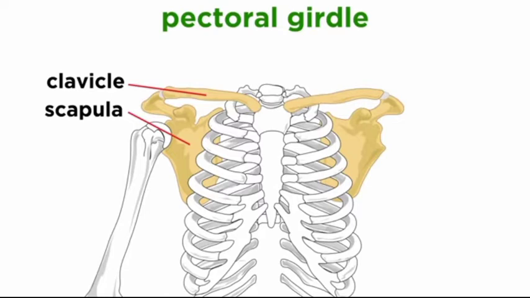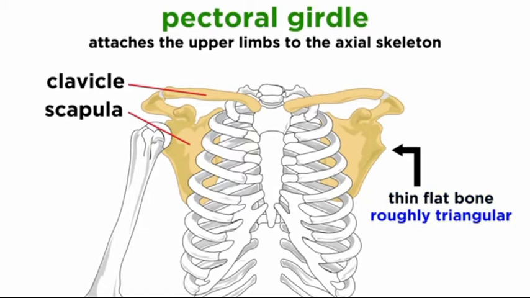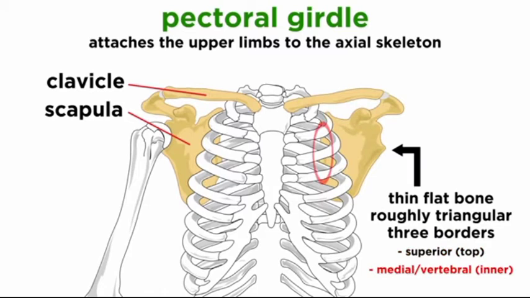Let's start with the pectoral girdle. This is comprised of the clavicle, or collarbone, and the scapula, or shoulder blade, which together give structure to the shoulder, thereby attaching the upper limbs to the axial skeleton. The clavicle has a sternal end where it attaches to the manubrium and an acromial end, which joins the scapula. The scapula is a thin, flat bone, roughly triangular, and it has 3 borders: the superior, the medial or vertebral, and the lateral or axillary.